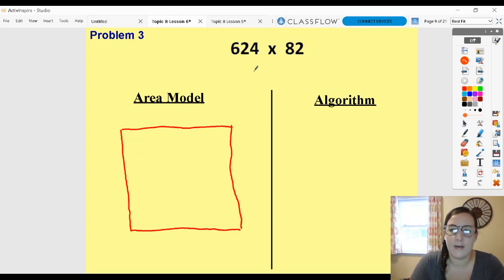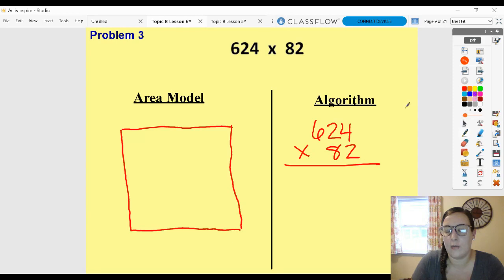Okay, so now I'm going to solve 624 times 82. And let's start with our ones place. So 4 times 2 is 8. So I'm going to do that first. Now I'm going to move on to multiplying the tens place times the ones place. So 2 times 2 is 4. And now I'm going to multiply the hundreds place times 2. 6 times 2 is 12.